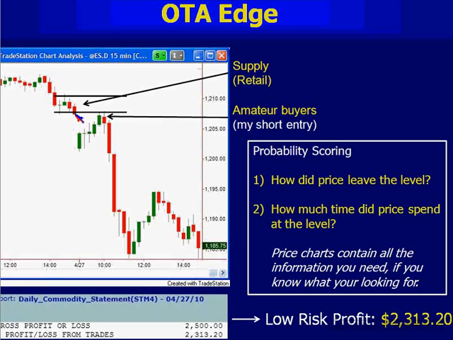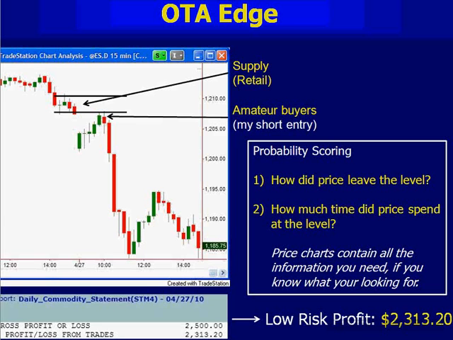Now what we want to look at here with item number 1 is how did prices break out away from this level? Was it one of 3 ways? Was it a gradual decline away from the level? Was it a stronger breakout away from the level, maybe with big red candles? Or was it a gap away from the level? Out of those 3 choices, which one represents the strongest supply and demand imbalance? The gap, right? Exactly. Good job.